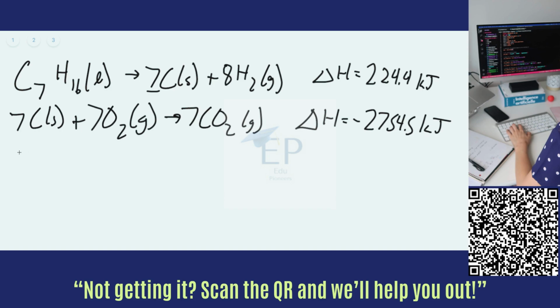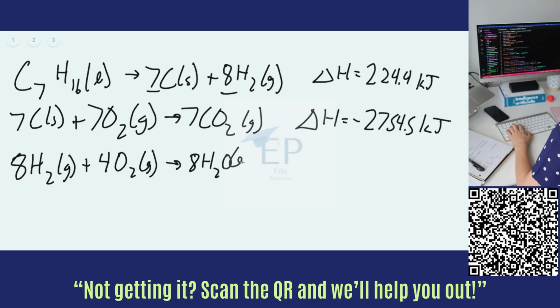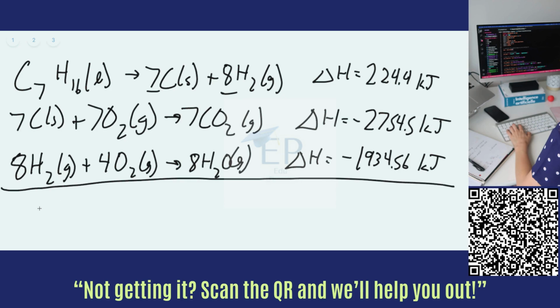And then we take our third equation and multiply it by 8 in order to cancel out the 8 H2 gas that's over here. So we have 8 H2 gas plus 4 O2 gas forms 8 H2O gas. And that has a ΔH of negative 1934.56 kilojoules. So now we can sum all these equations together.